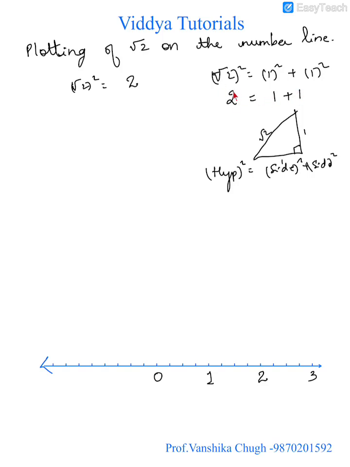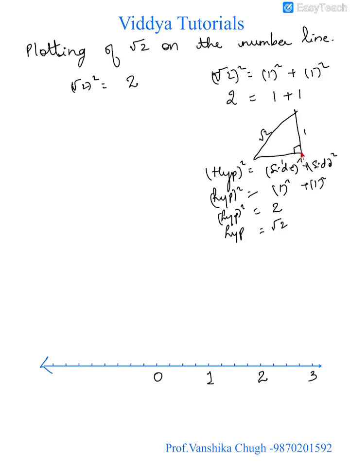Now to do this we need to understand the small concept of Pythagoras theorem. In Pythagoras theorem, in a right angle triangle, the hypotenuse squared is side squared plus side squared. So if the sides of my triangle are 1 and 1, my hypotenuse squared is 1 squared plus 1 squared, which becomes 2. So taking the square root on both sides, my hypotenuse becomes root 2.